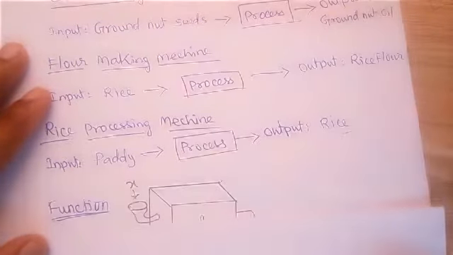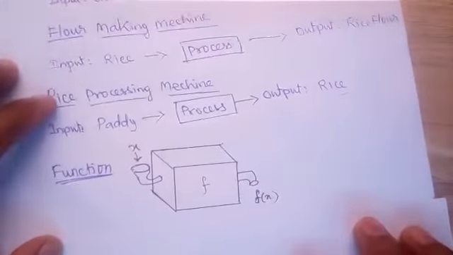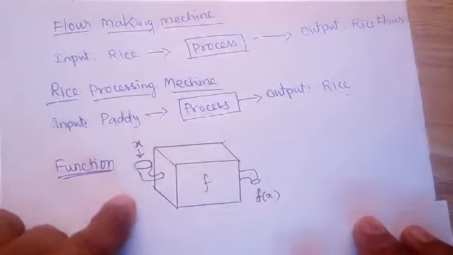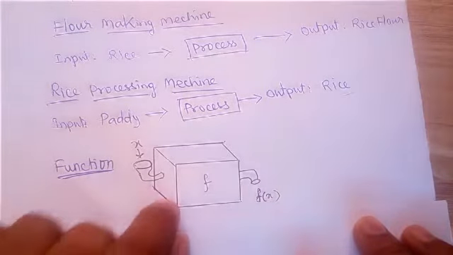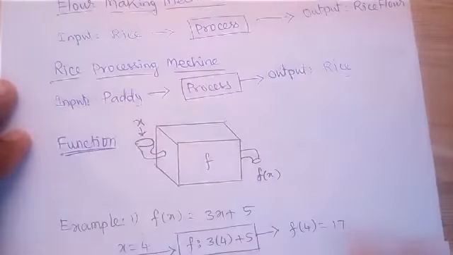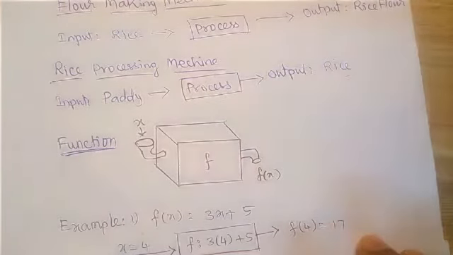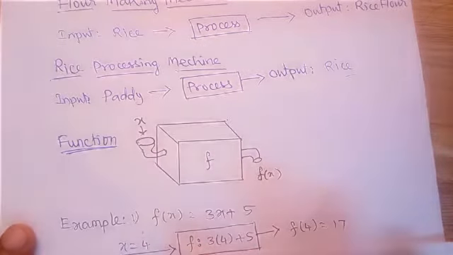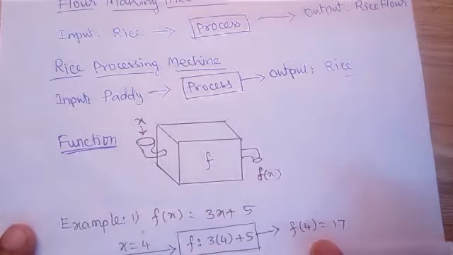We may consider a function as a machine. The inputs x are given here. The function processes that x and produces the output f of x. For example, f of x equals 3x plus 5. Suppose the input x equals 4 is given to this function. It processes that and gives the output 17.